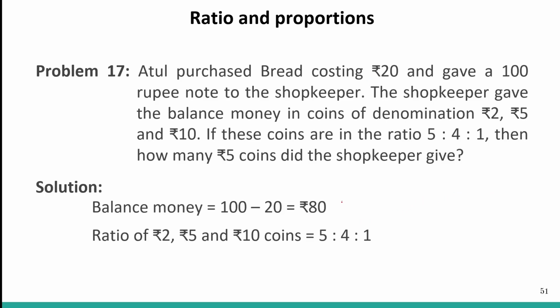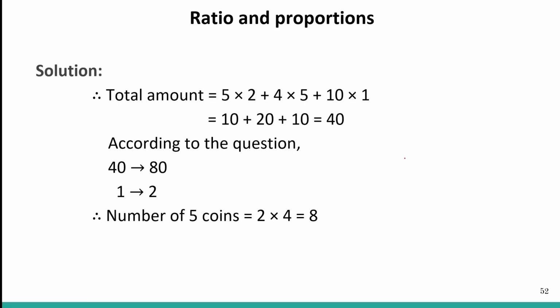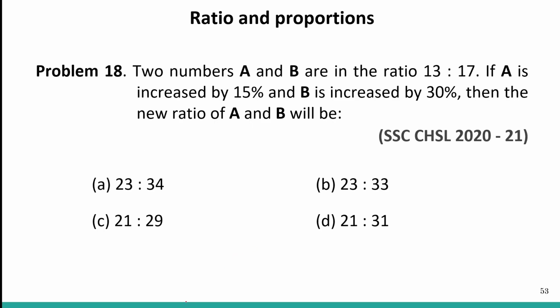Okay, so balance money is equal to 80 rupees. The ratio of 2, 5 and 10 rupee coins is 5:4:1. So this is nothing but 10x is equal to 80, x is equal to 8. So total number of coins is equal to 40 according to the question. If 40 represents 80, 1 represents 2, then number of 5 rupee coins is equal to 2 into 4, which is 8. So let's see the next problem.